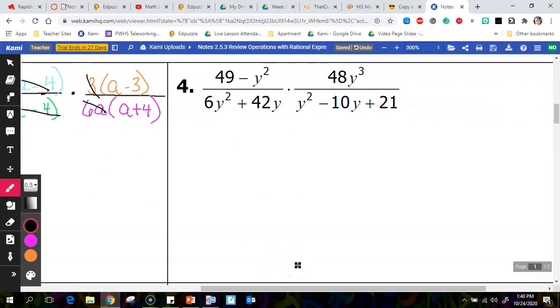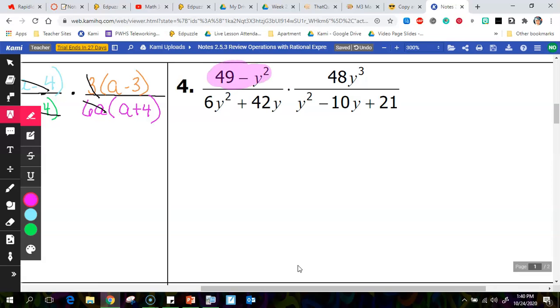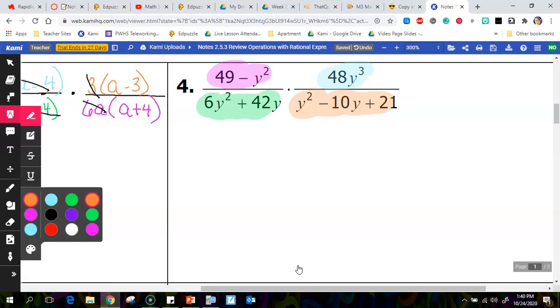Okay, number 4. Let's see. Okay, let me highlight these two. I think that might make it easier. That's a difference of squares. This can't be factored. This I can take out greatest common factor. And what other color? Orange. And this is a trinomial that's going to end up 2 binomials. Okay. I'm going to put this down here.